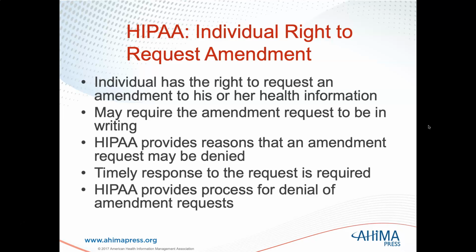Was there an amendment made? Was there not an amendment made? And then there has to be a process that if the patient wants to appeal that or disagrees with that, how do you handle that? Sort of like right of access.